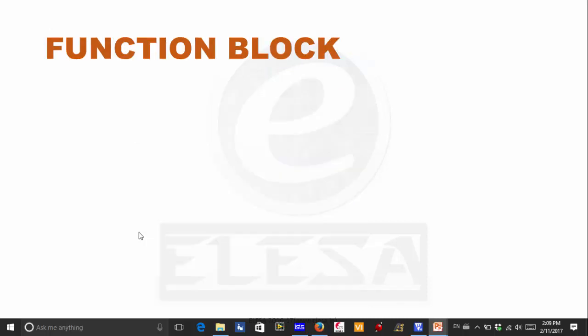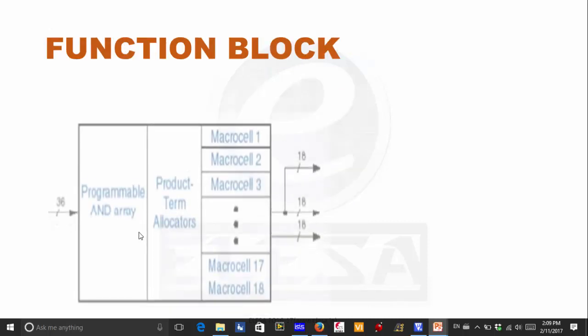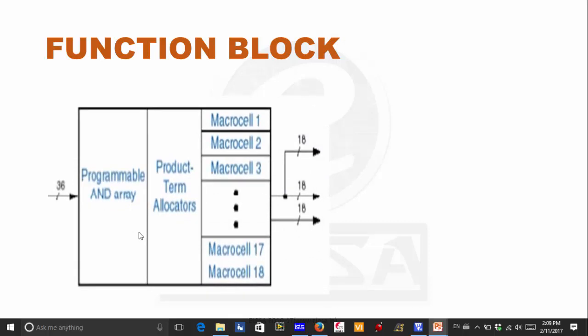First is the function block. As I said before, they are independent PLDs on the CPLD chip. Each function block contains one programmable AND array, one product term allocator and 18 macrocells. The product term allocator allows a macrocell's unused product term to be used by another nearby macrocell in the same function block. So even though macrocells have fewer AND terms per cell, it does not create any problem because of the product term allocator.